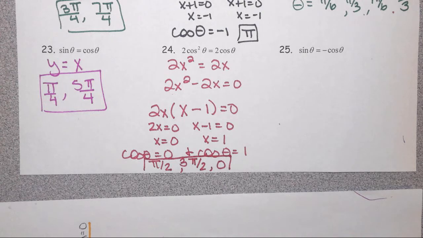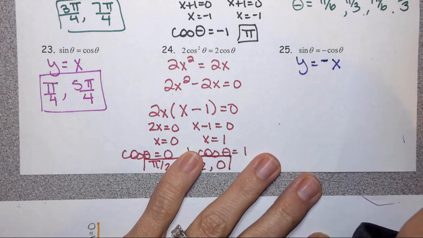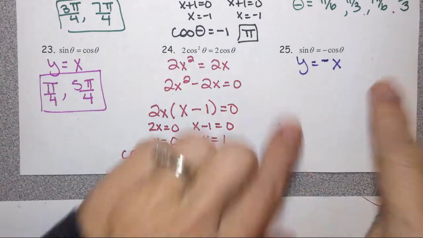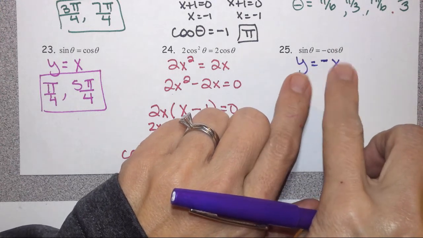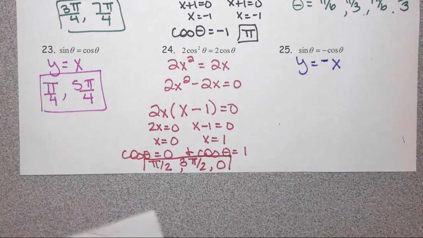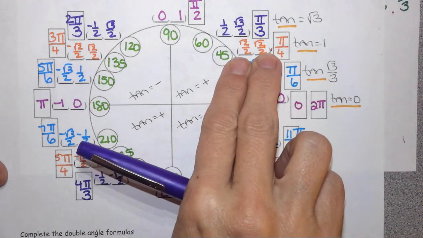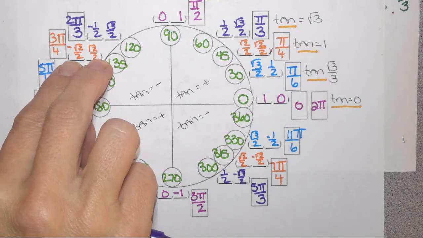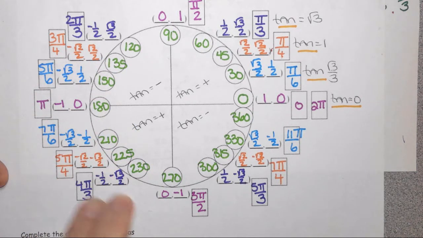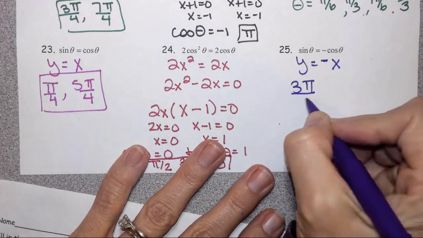Number 25, last one. On 25, it wants to know where does y equal the opposite sine x. So where on the circle are the numbers the same, but the signs the opposite? Well, this is a lot like 23. I want to know where they're the same numbers, but opposite signs. So not here, because those are the same signs. Right here, they're the same numbers, but opposite signs, 3 pi over 4. Not here, because they're the same. Oh, right here, they're the same numbers, but opposite signs. So 3 pi over 4 and 7 pi over 4.